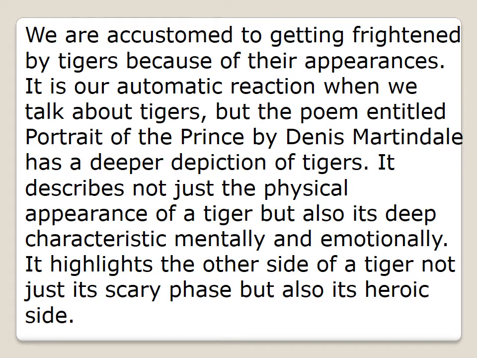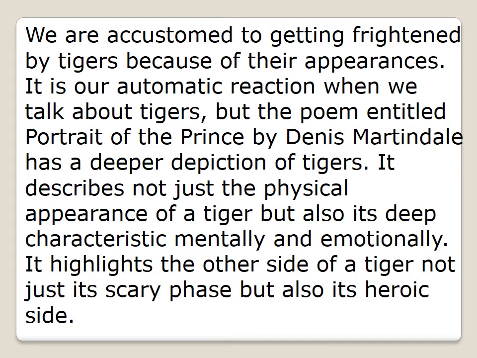Now about the poem, we are accustomed to getting frightened by tigers because of their appearances. They have sharp canines, they have very sharp and deadly claws, they run very fast, they are apex predators, they hunt others, they prey on the other animals and humans in fact. So it is our automatic reaction when we talk about tigers.